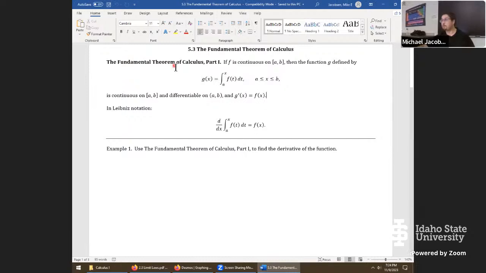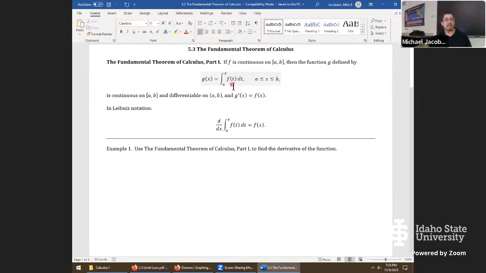So fundamental theorem of calculus part 1 says, if you have a continuous function on a closed interval, that's really good stuff, then that function is automatically integrable. That means you can specify a new function g by saying g of x is the integral of f of t from a to x.